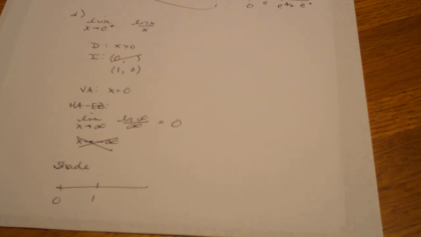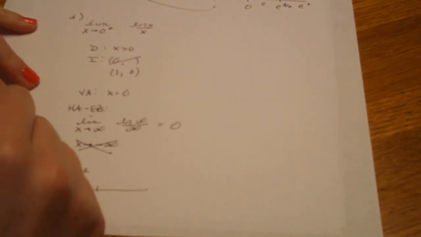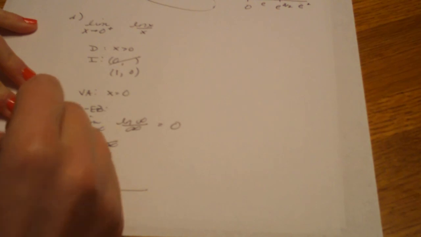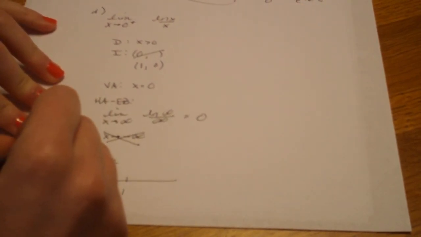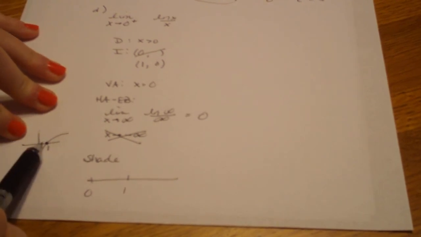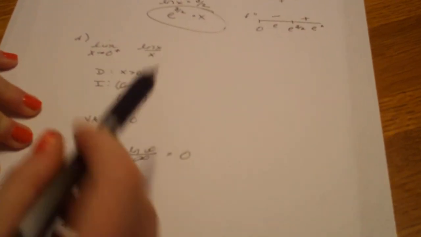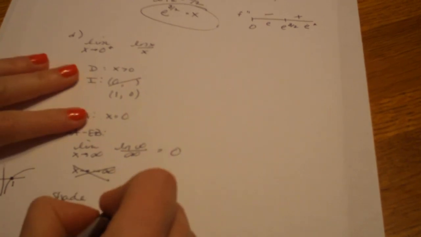If I pick a number in between, let's see here. What if I pick 1/2? ln of 1/2 is a negative number because this is ln of x. That's my graph for ln of x. This right here is 1. ln of 1/2 is going to be a negative over a positive, so that's going to be negative. And then ln of, what about e? That's bigger. That's going to be a positive number over a positive number, so that's going to be positive.